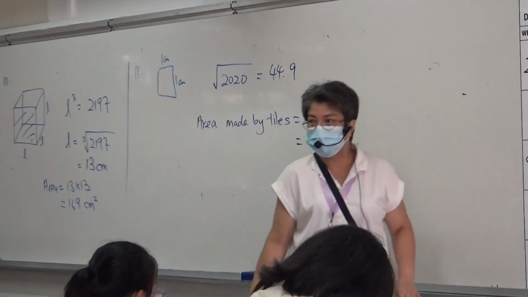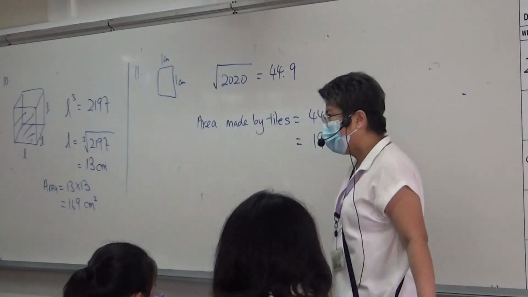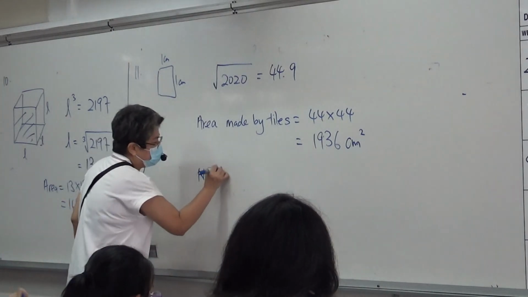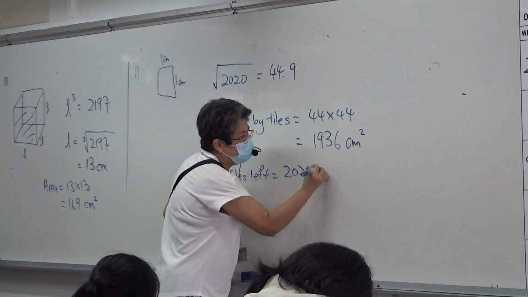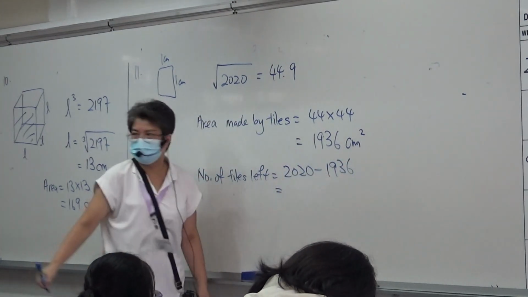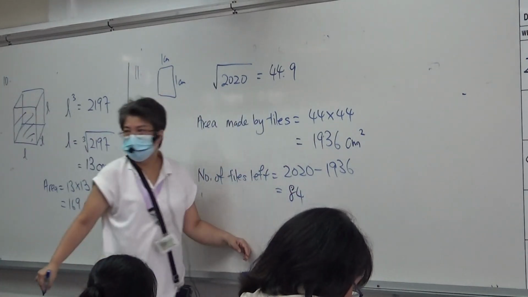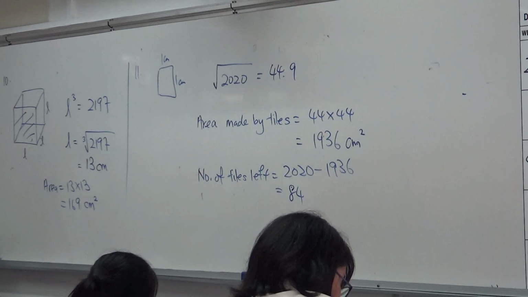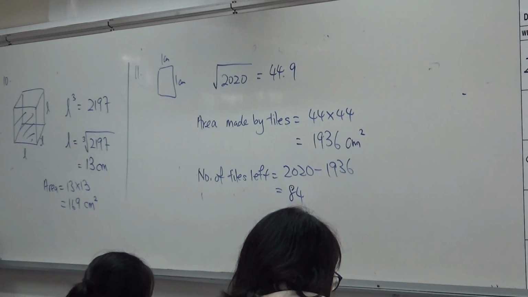1936 cm square, right? Now, we have 2020. So the number of tiles left is 2020 minus 1936. It is 84. So this person will have 84 square tiles left. Are we clear? Do you follow what I'm talking about?